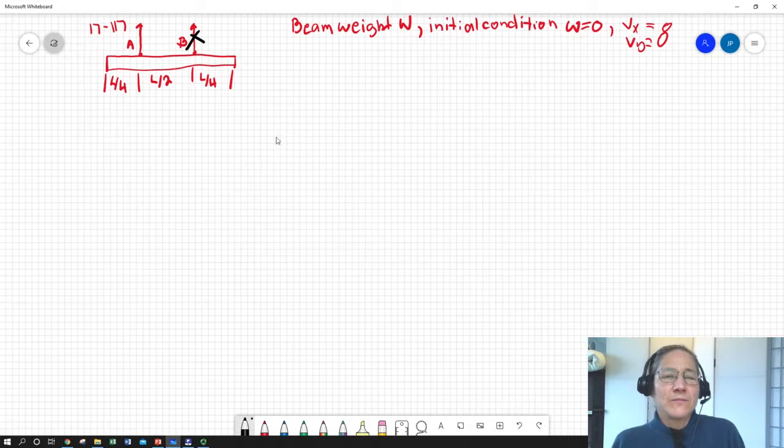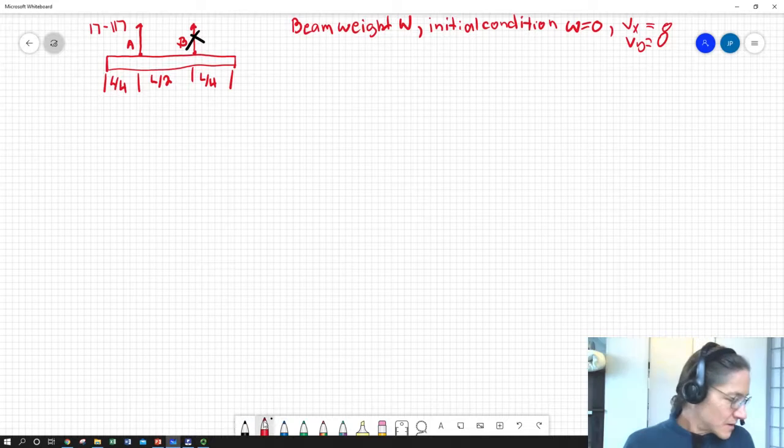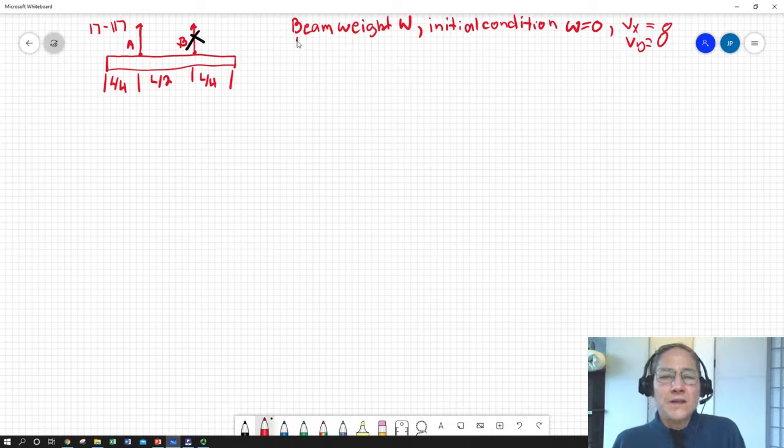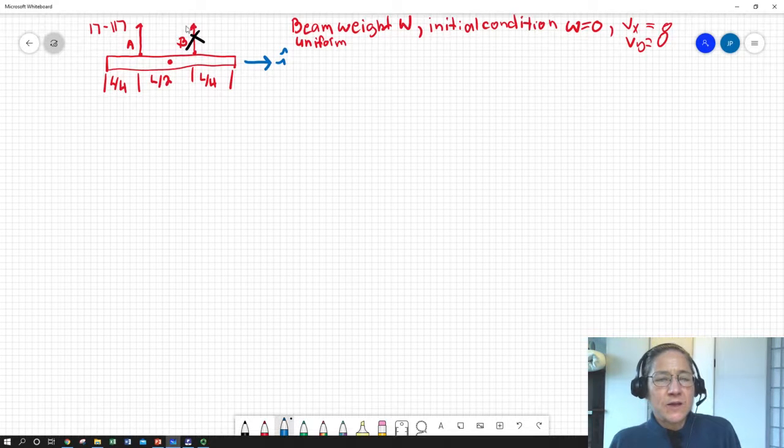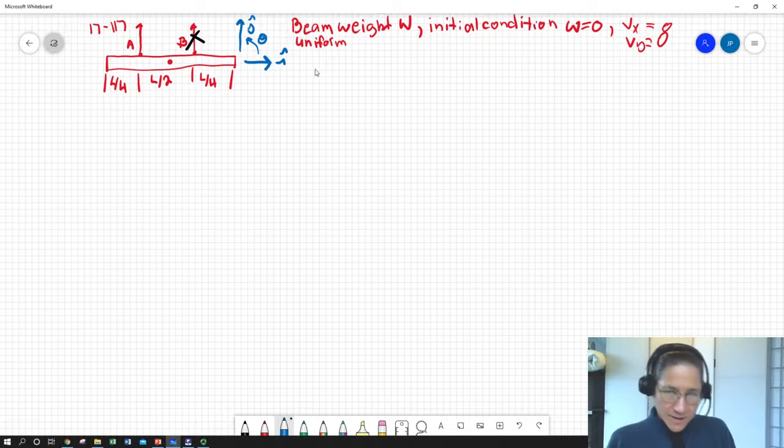We also have some other key piece of information: it is a uniform beam. That means our center of mass is right dead center in the middle. We'll take our x-axis being here and our y-axis being upward. So we just establish our coordinate system and directions for positive and negative rotational and translational acceleration.